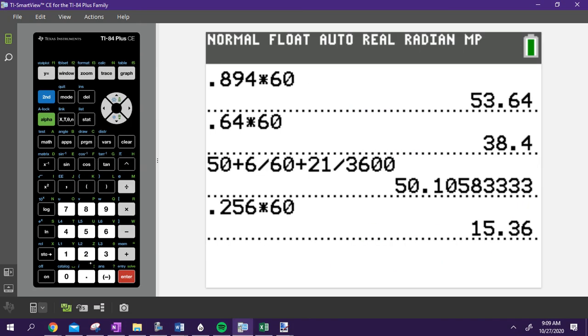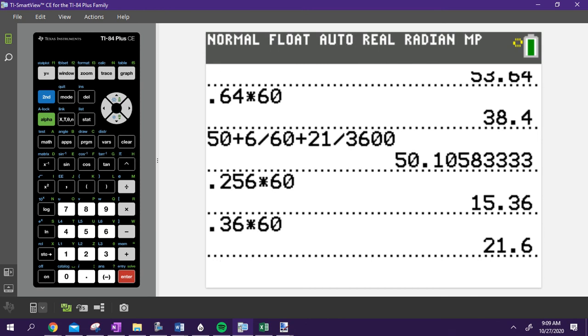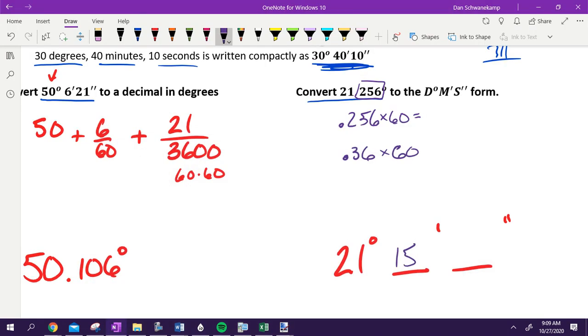Okay, so in his calculator, he took the leftover minutes, the 0.36, and multiplied that by 60 seconds, and got 21.6 seconds. That's not hard. Be able to show me your work. Okay, break out your graphing calculator. Let's look at it real quick on there as well.